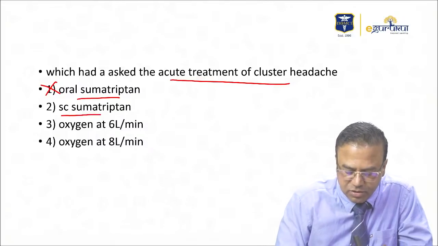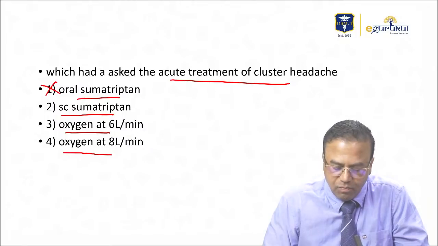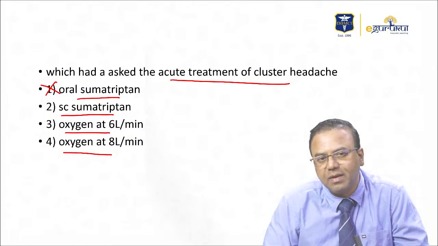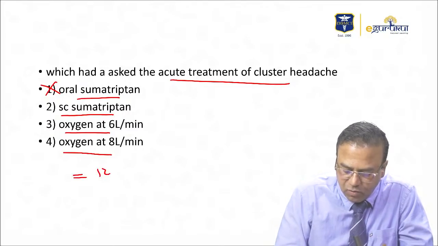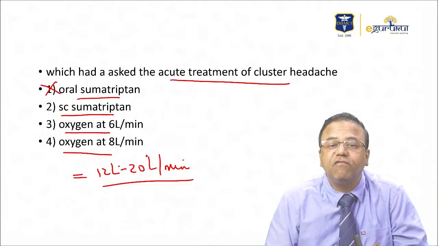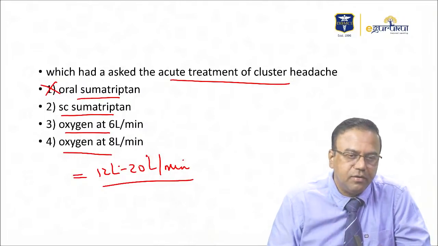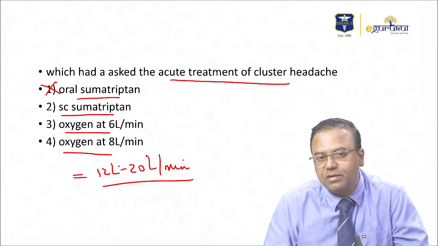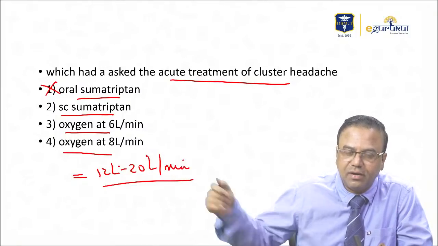You're left with subcutaneous sumatriptan and oxygen. Now, between these, oxygen has a role at 12 to 20 liters per minute. For that, you need a non-rebreather, high-flow oxygen mask. Just the normal nasal thing won't do; you have to have a high-flow non-rebreather mask. And you should give it at a high rate, 12 to 20 liters, then it is effective. Not at 6, not at 8.